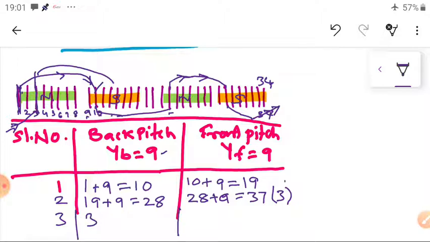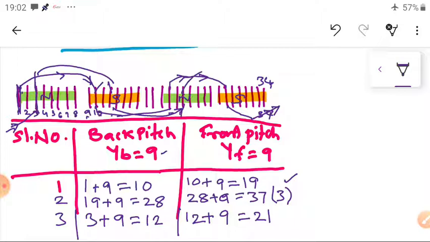Whatever the value 3 plus 9, what is the value? The 12th conductor. You connect the 12th conductor here. Now after 12, where are you going to connect? That is 12 plus 9. Simple addition, all conductors. What is that one? That is 21. So 12 plus 9 is 21. So you connect the 21 conductor.